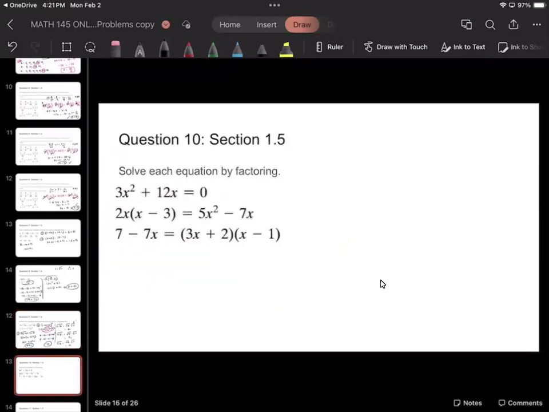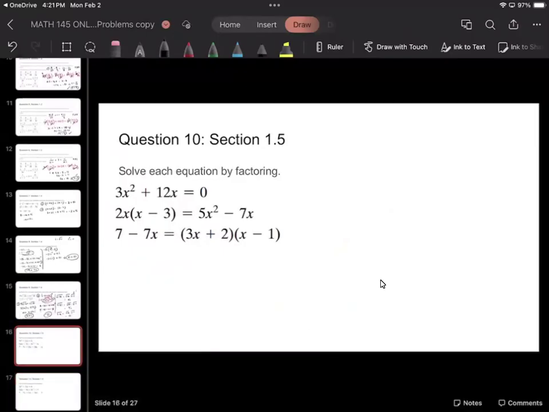So here we are looking at quadratic equations. Let's see how to solve them. So here the method that is asked of you is by factoring. So let's do that. The first one, you have 3x squared plus 12x is 0. Your right hand side is already 0, so you don't have to do anything there, right?